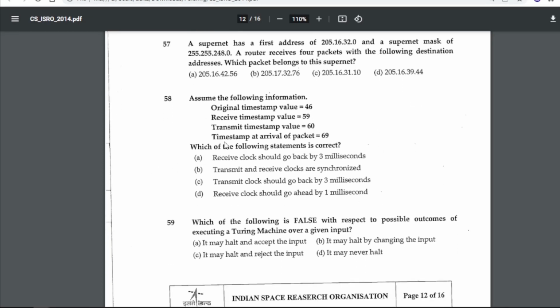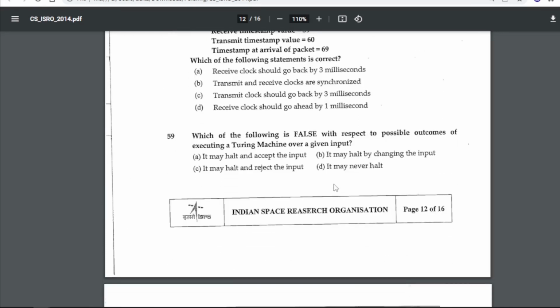Now 58: assume the following information, right? Original timestamp value equals 46. Receive timestamp value is this. Transmit timestamp and timestamp at arrival of packet are these. Which of the following statements is correct? If you read all the options, you get the answer: receive clock should go back by 3 milliseconds, right? So for 58, A will be the answer.